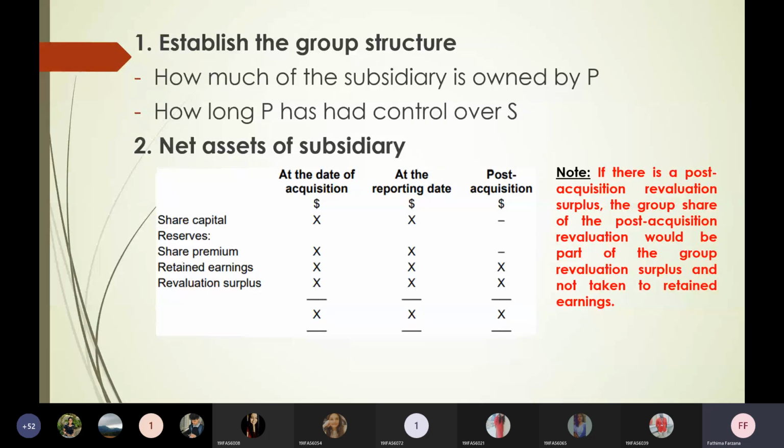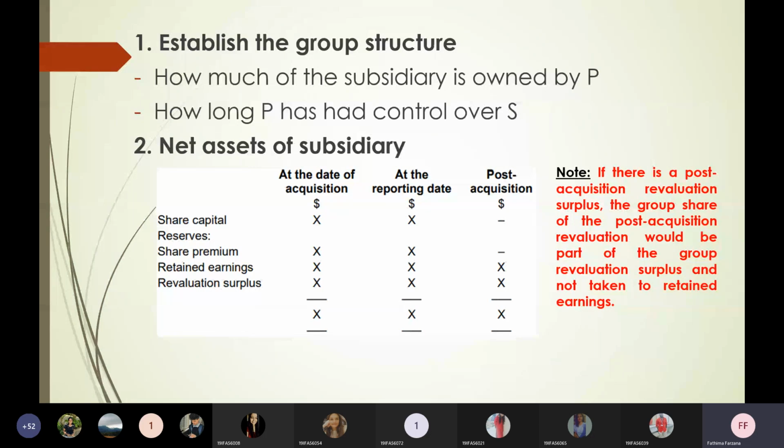The next one is at the reporting date. Let us assume my company's financial year end is 30th June, and I'm acquiring in the month of April. On the date of acquisition in April, I'll write the value in the first column. On 30th June, I'll write the value in the second column, that is the reporting date. And post acquisition means from April till June end, the in-between value I'll be computing here. These are the three columns which I should know about.